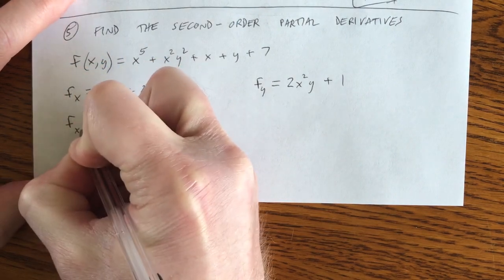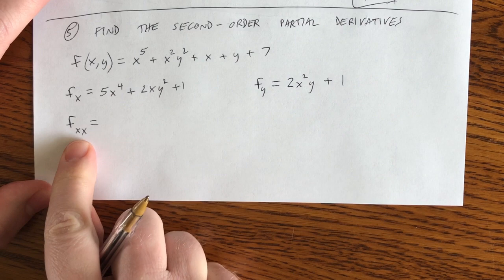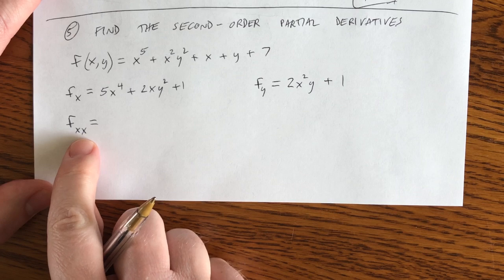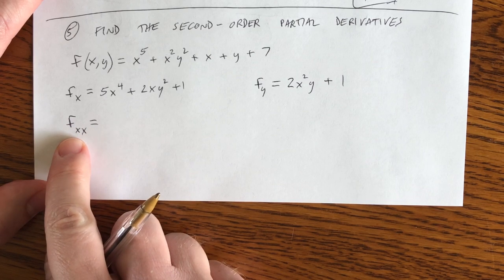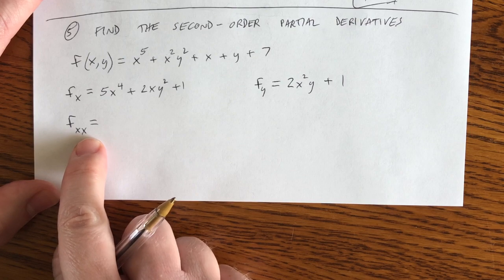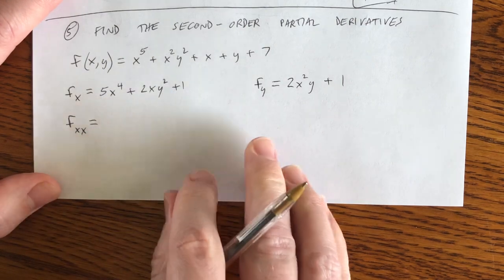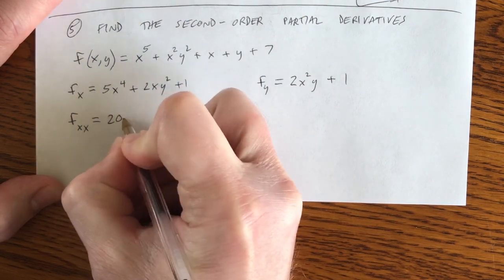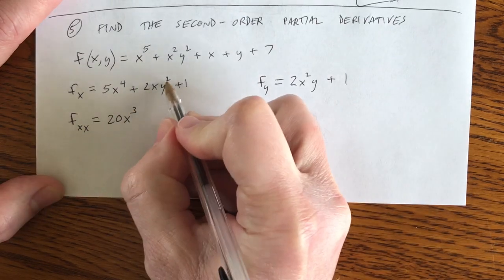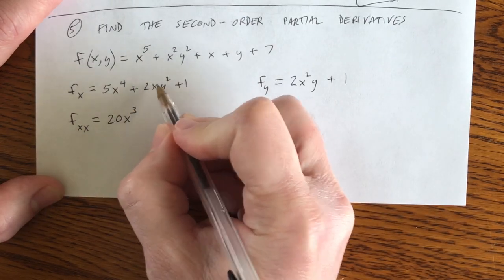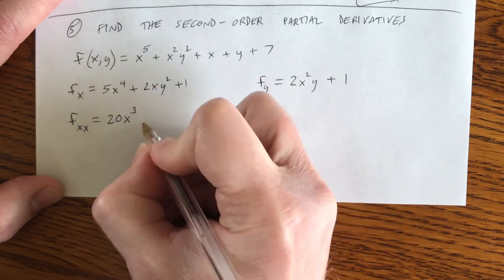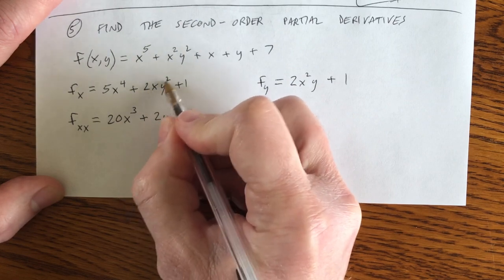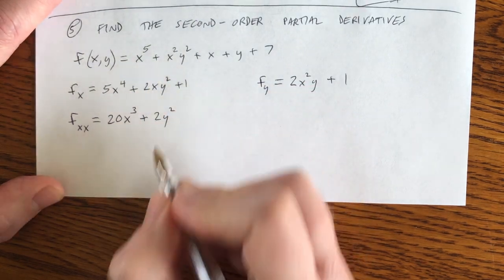We write f sub xx. This is the second order partial with respect to x. All right, so in other words, what this really means is the first order partial is with respect to x, and now the second partial is also with respect to x. So looking at this expression, let's go through the motions. The derivative of this with respect to x would be 20x cubed. The derivative of this with respect to x would be, well, the derivative of x is 1. Everything else is held to be a constant. So this really means 1 times 2 times y squared, giving us this.